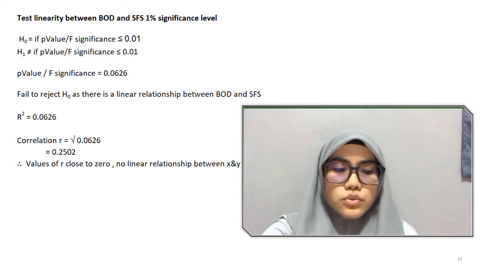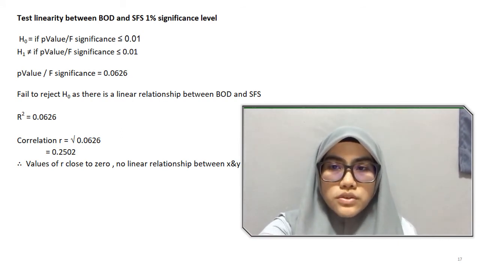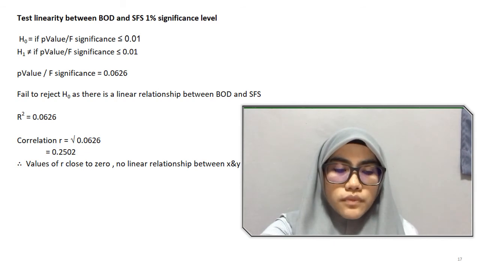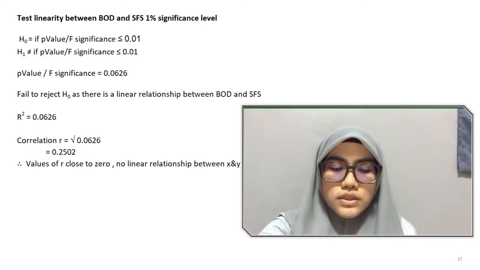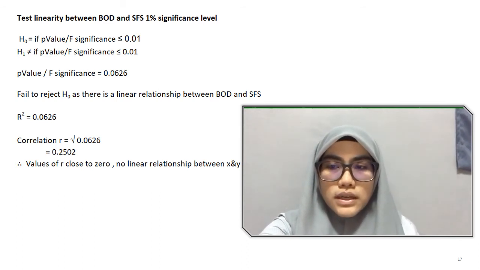Therefore, R squared equals 0.0626, and the correlation R is the square root of 0.0626, where we get 0.2500. Therefore, the value of R is close to 0, and there is no linear relationship between x and y.